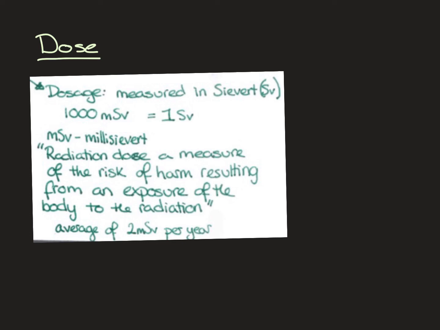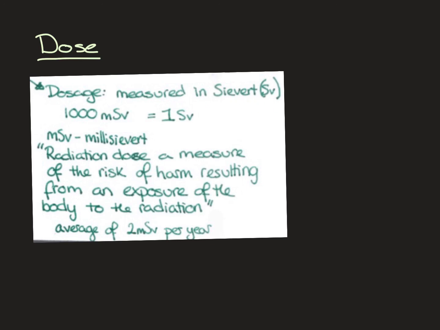It's a difficult thing to measure because the dose will depend on the part of your body and how much radiation and the type of radiation that you've been exposed to. So there's quite a few things that go into calculating the dose. And we don't need to be able to explain it in a lot of detail or calculate dose as part of the GCSE course. But what we do need to know is that we can measure radiation dose. It's a measure of the risk of harm resulting from an exposure. And it's measured in sieverts.